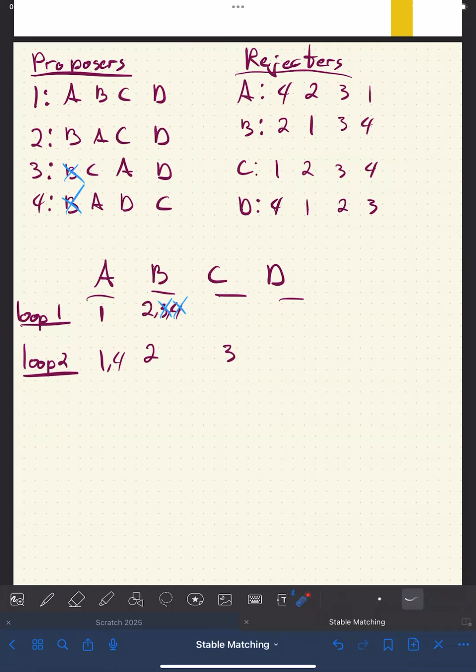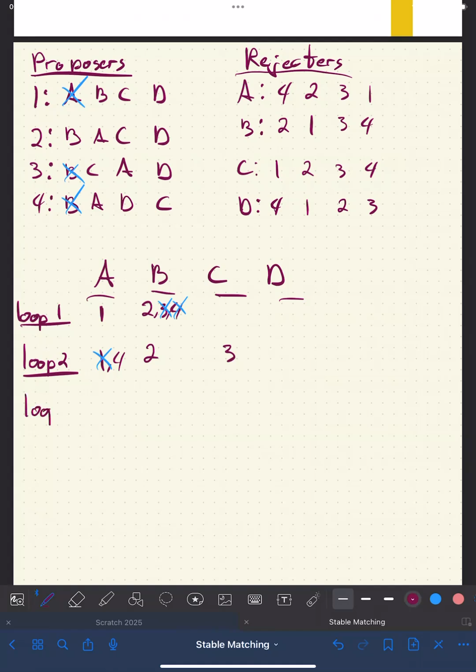We did step 1, proposers propose to their top choice. Now we're going to go on to the rejectors, who reject everyone but their favorite. Again, 2 and 3 are the only ones B and C have, so they have no one to reject. They just keep what they have for now. And A is going to reject, let's see, A's top choice is 4, which means it'll reject 1, which is, in fact, its last choice in this case. So let's go ahead and reject 1. And then 1 says, okay, A rejected me, let me record that and continue on my day.